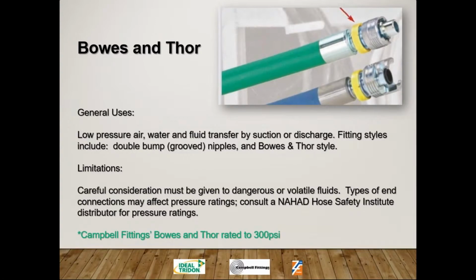Bose and Thor fitting, another air type fitting. That top one on the green hose is the Bose single lock fitting. The one beneath it is called a Thor double lock fitting. General uses are low pressure air and water. There are some limitations with volatile fluids, but the one thing to keep in mind is that the Campbell fittings, Bose and Thor, again, are rated to 300 psi.